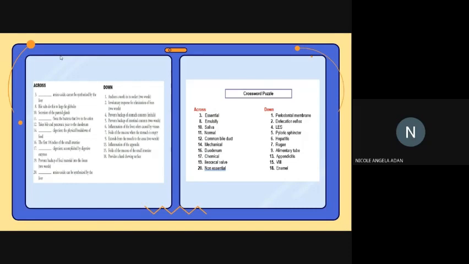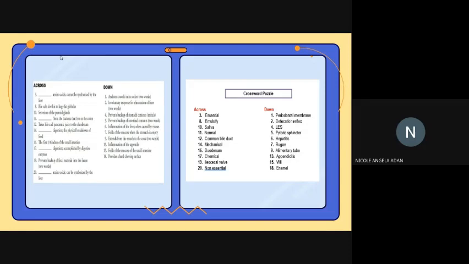Our answer is saliva. And 11, blank flora, which is the bacteria that live in the colon. The answer is normal. And 12, it takes bile and pancreatic juice to the duodenum. The answer is common bile duct. Number 14, blank digestion. It is the physical breakdown of food. The answer is mechanical. And 16, the first 10 inches of the small intestine. The answer is duodenum.